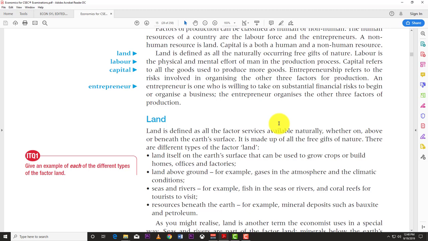So that's the four factors of production in a nutshell. So that's land, labor, capital, entrepreneurship. Let's recap the definitions. Land is defined as all naturally occurring free gifts of nature. Labor is the physical and mental effort of man in the production process. Capital refers to all the goods and services used to produce more goods. Entrepreneurship refers to the risk involved in organizing the other three factors of production together. So these are the factors of production and the definitions for all of them.